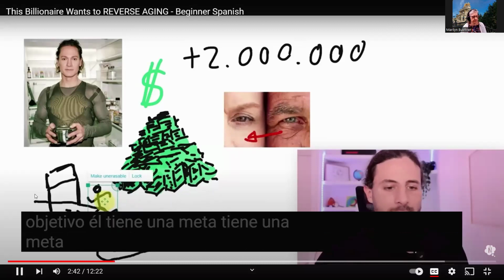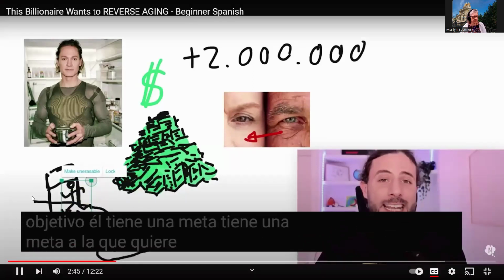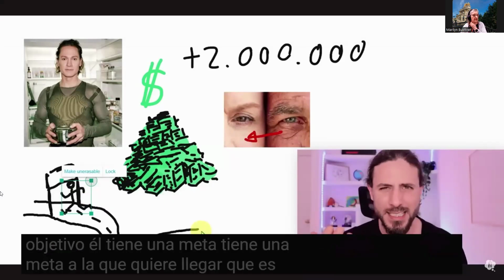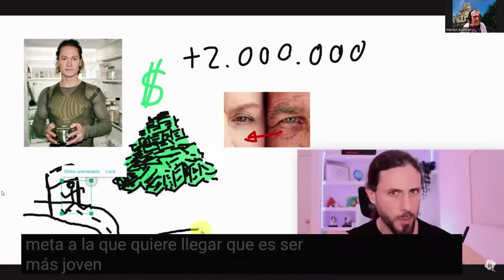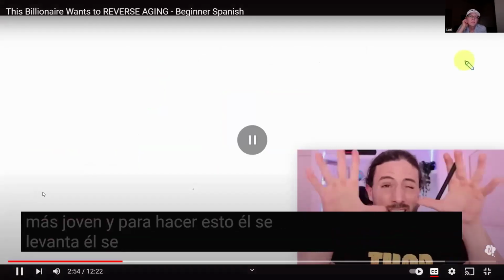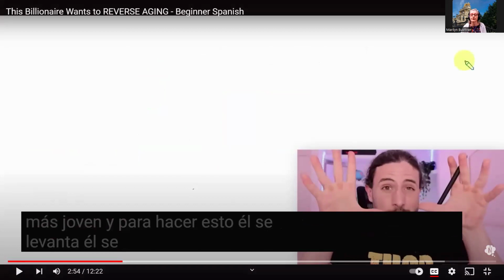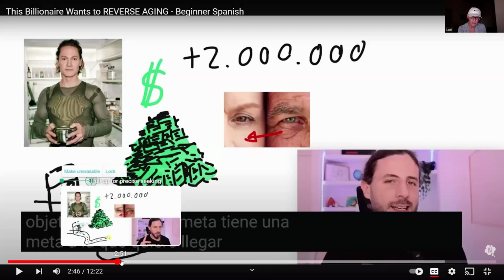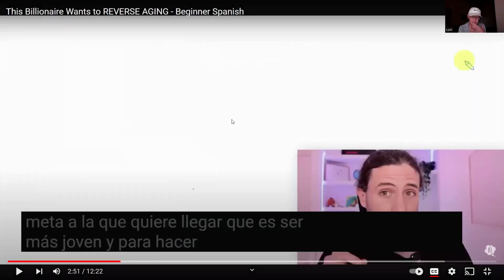Tiene una meta a la que quiere llegar. He's got an objective which he wants to reach, which is to be younger. Y para hacer esto, él se levanta, él se... Question? Sí, sí, sí. Marilyn, perdón, sí. The question, a la que, so is that a chunk? It is a chunk. Because when I put it in, I got which from Google Translate. Is that what that means? Yeah, he has a goal that he wants to get to.